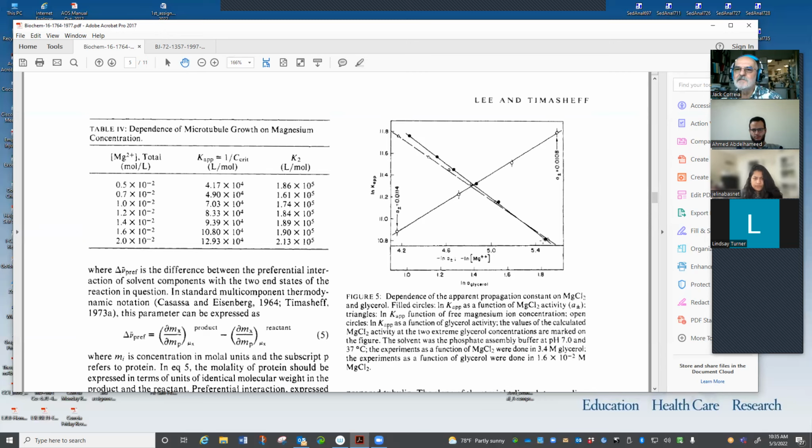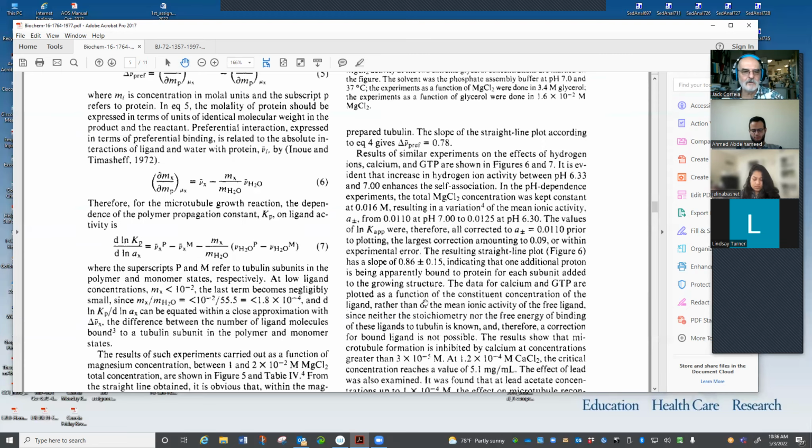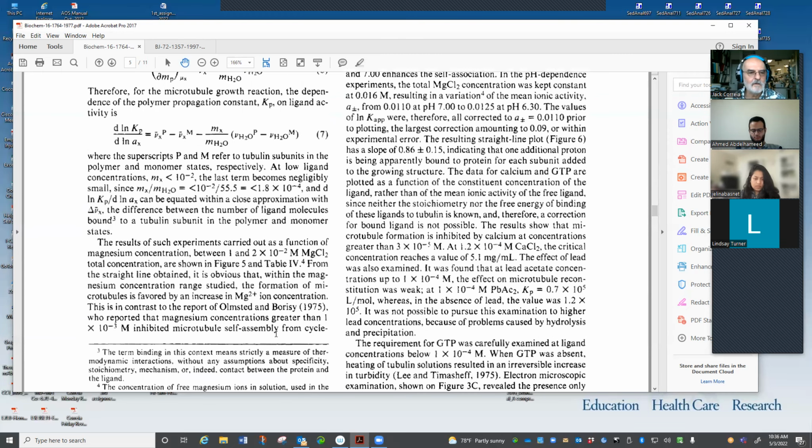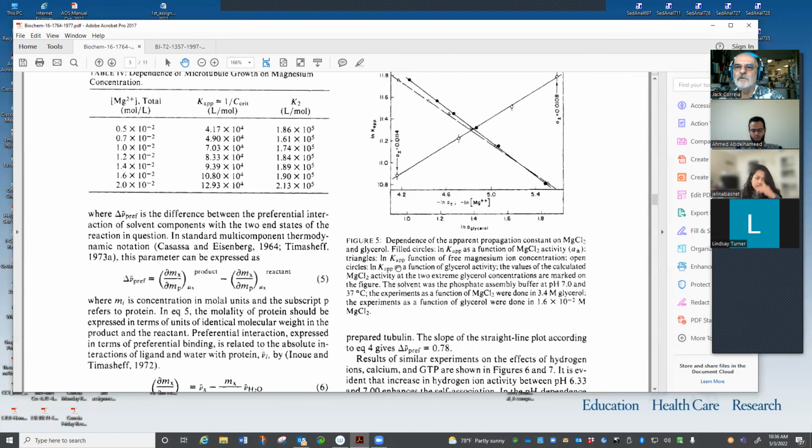The slope of the line suggests, and notice the sign changes here, that magnesium binds on assembly and the slope of the line is about 1, okay? And that glycerol is released during assembly. And the slope of the line is also approximately one. The approximate value is 0.78 for the preferential binding of magnesium ion, and a similar thing for the glycerol.